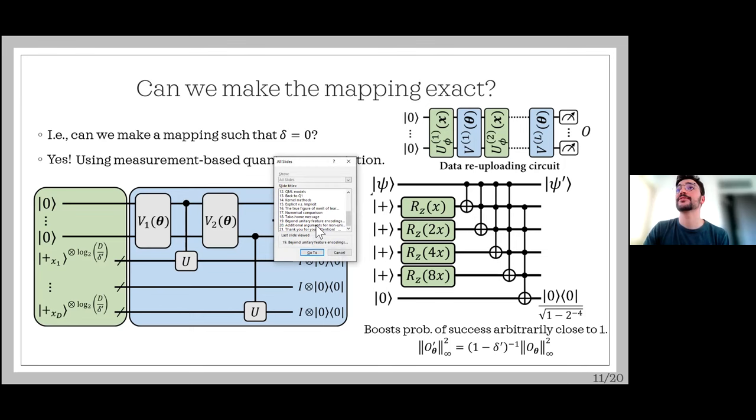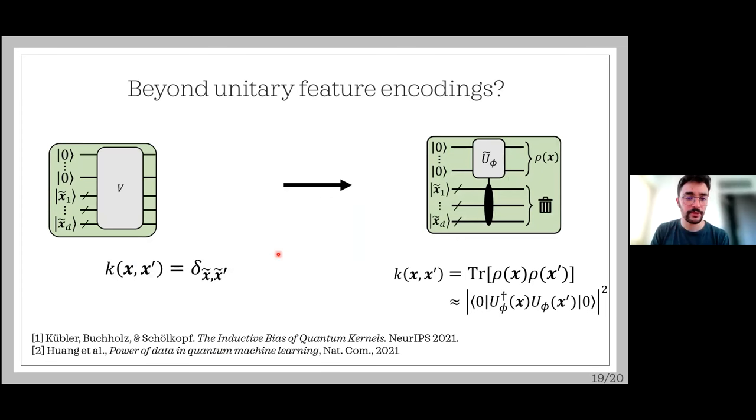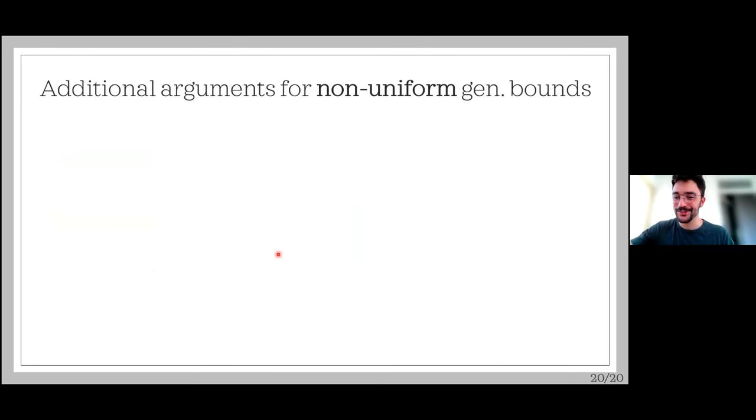So this is the point here, that CPTP feature encodings are maybe more interesting. And now the final point I wanted to get at, and this is just a slide that I prepared after taking inspiration from Elias' talk this morning, which kind of made the argument that we should be looking into non-uniform generalization bounds. That's incorporation on the same day. Nice.